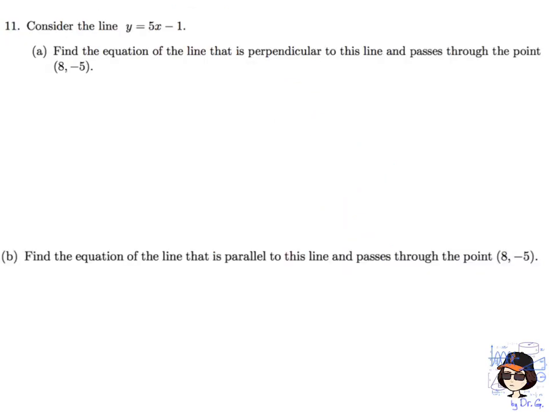Okay, let's look at the next one. All right, so this one is 2 parts. We're given a line, y equals 5x minus 1, and we're asked to find equations of 2 other lines.